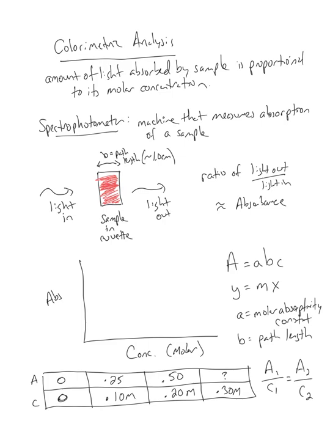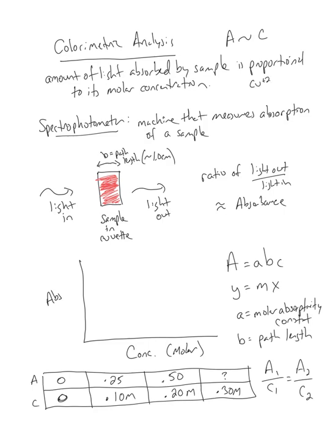Now, what is it? Colorimetric analysis is analyzing a sample, its molar concentration, based on the amount of light that it absorbs. And there's found to be a relationship between the amount of light that something absorbs and its molar concentration. So some substances, let's say a copper solution.